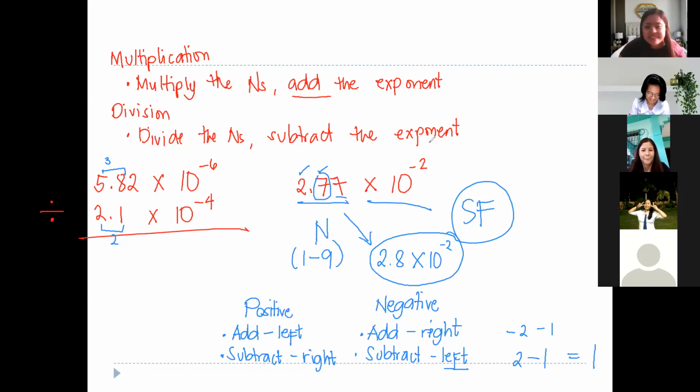Okay. Sige. So, any question or concern about this one? Do we need to have another example or should we move on?